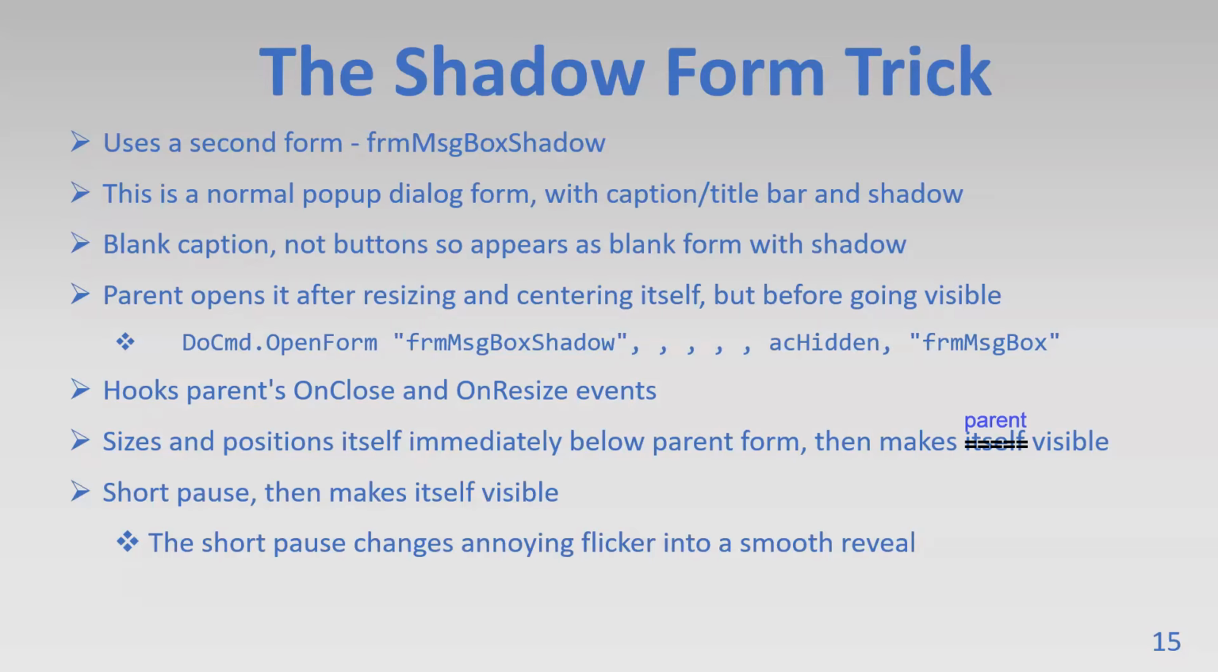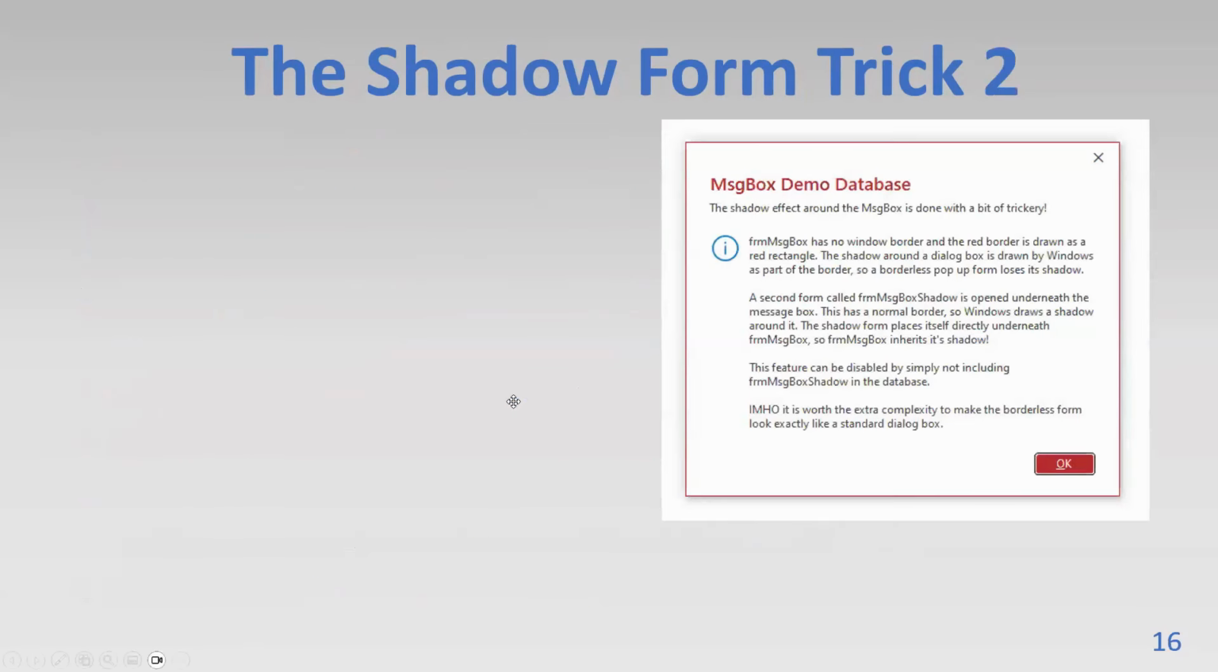The short pause is because effectively what you're doing is you're showing two forms, one immediately after the other, and you get this rather irritating flicker. But if you put a little pause in, it makes it look like it's sort of animated and coming out the screen. It sort of smooths it out. And what happens is the parent form has actually inherited the underlying form's shadow. So you've still got a borderless form, but there's another shadowed form lurking underneath it, and it inherits its shadow. And that's what it looks like. It's got the shadow around the outside.